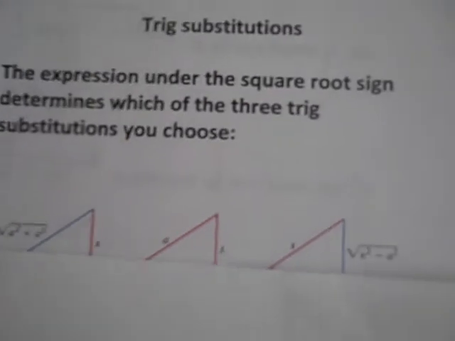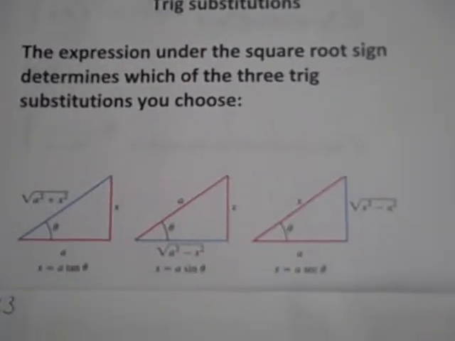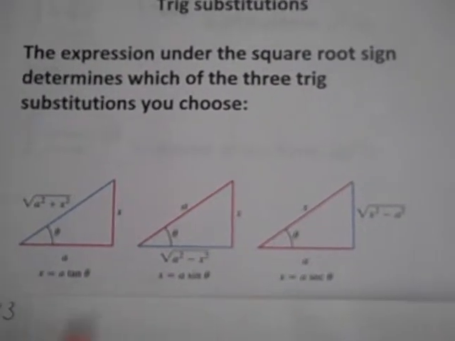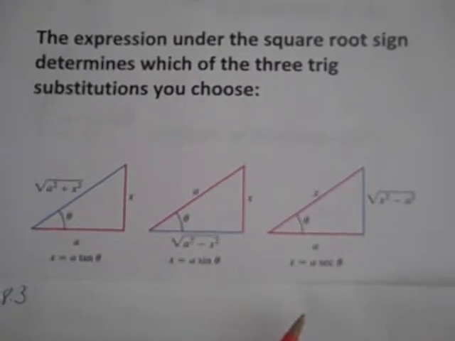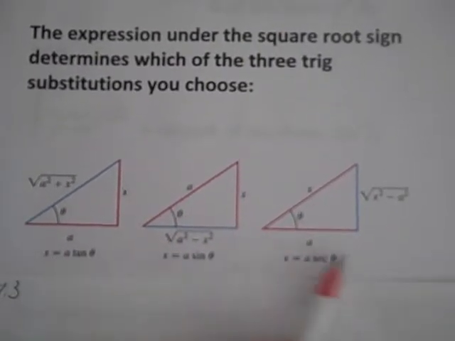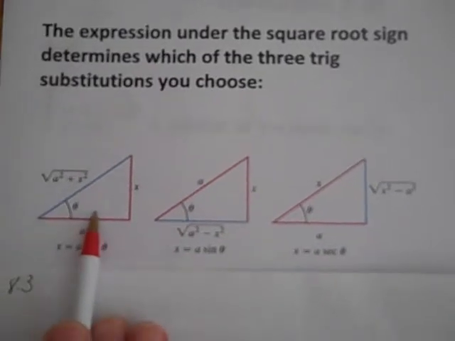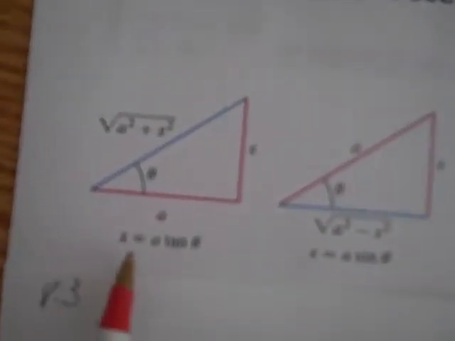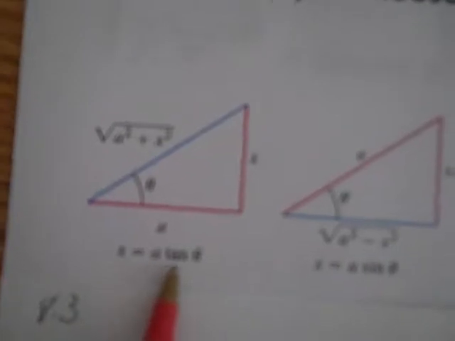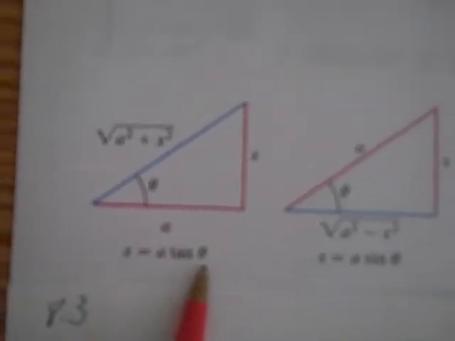So here we have a picture of what you see in your book. You have some nice pretty right triangles drawn, and right now maybe this doesn't make too much sense to you, but what we're going to look at right now is this very first triangle, and that will involve a substitution that deals with the tangent. So let's see where we're going to go with this.